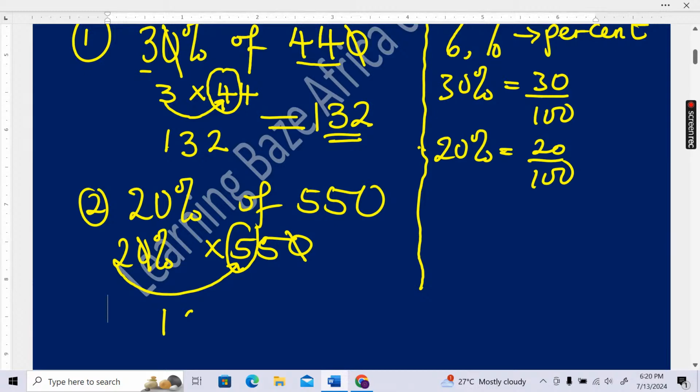Write 1 and 0 with a space in between. Then add the two digits together. 1 plus 0, that will give us 1. So the answer is equal to 110. So 20% of 550 is equal to 110. Amazing. I can see the correct answers in the comment section. Thank you for being smart.